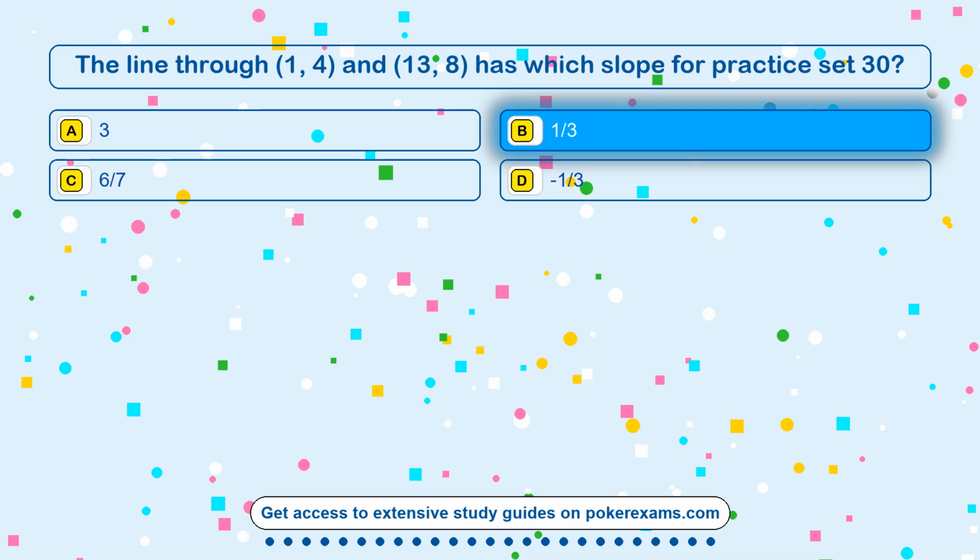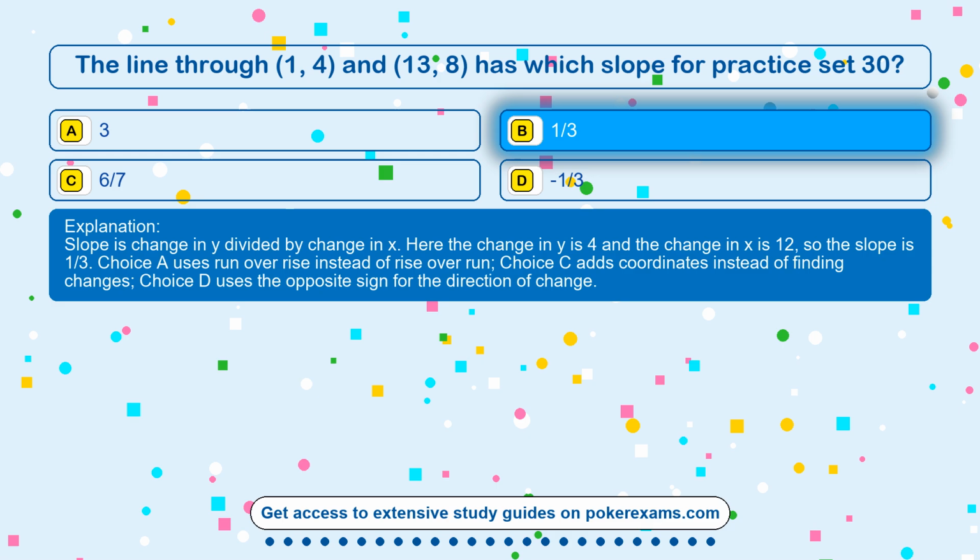The correct answer is option B, 1/3. Slope is change in y divided by change in x. Here the change in y is 4 and the change in x is 12. So the slope is 1/3. Choice A uses run over rise instead of rise over run, choice C adds coordinates instead of finding changes, choice D uses the opposite sign for the direction of change.